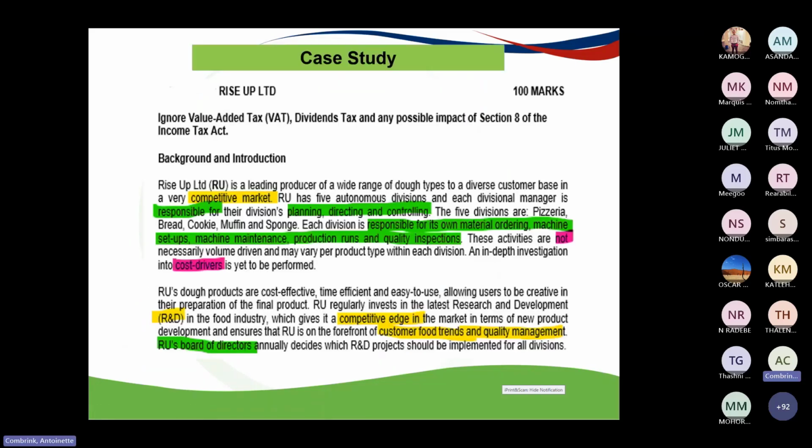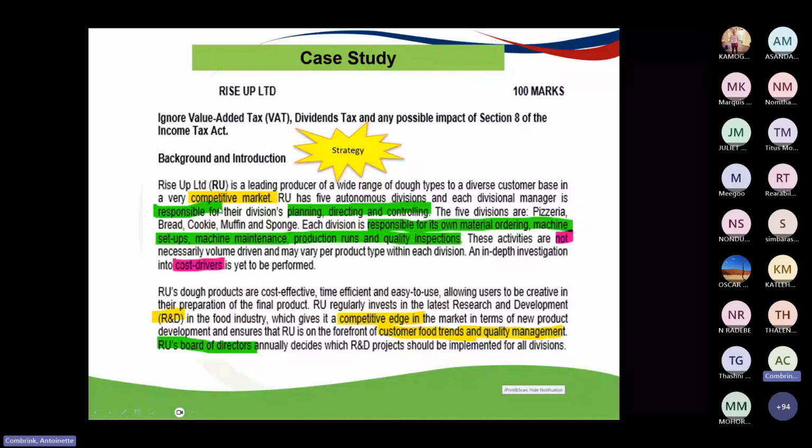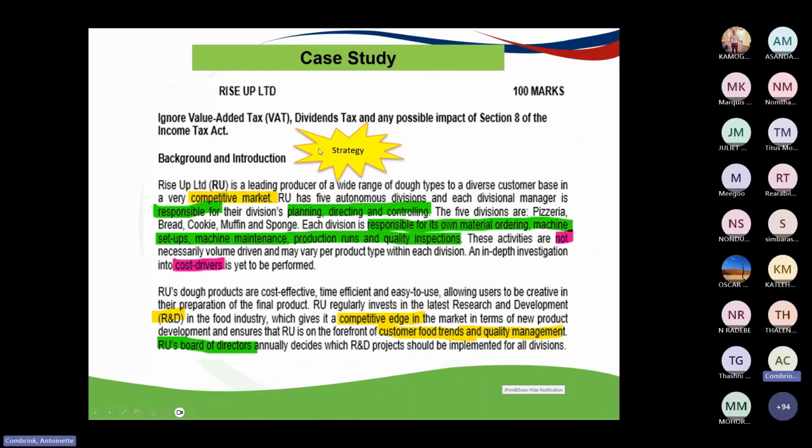Okay, in this case study is the Rise Up question. It was a 100-mark question, but we'll be looking at certain sections of this question. Rise Up is a leading producer of a wide range of dough types. They've got a diverse customer base in a competitive market. The yellow highlighting is what we're saying is important for our strategy. So this is the kind of note that I would be making.